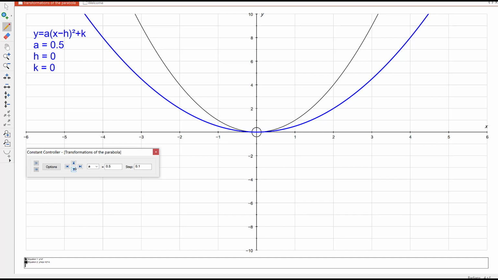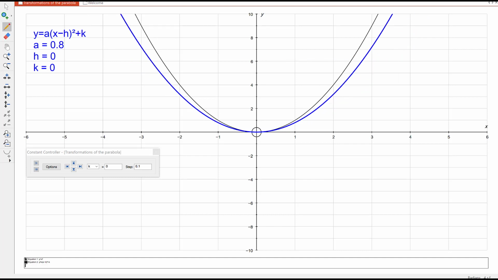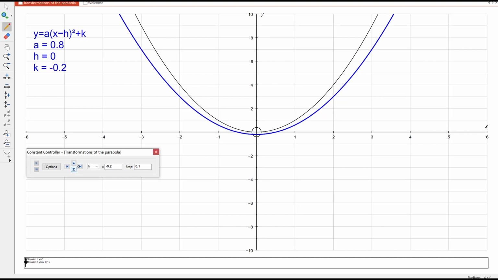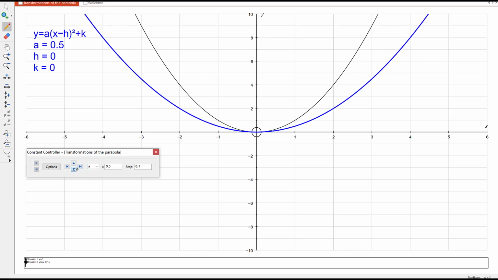Rather than thinking about it having gone wider, what we want to be able to think about is that what's actually happened is that the y value here got multiplied by half, times 0.5. We've halved. So it's still all about this direction, it's not about this direction, okay?